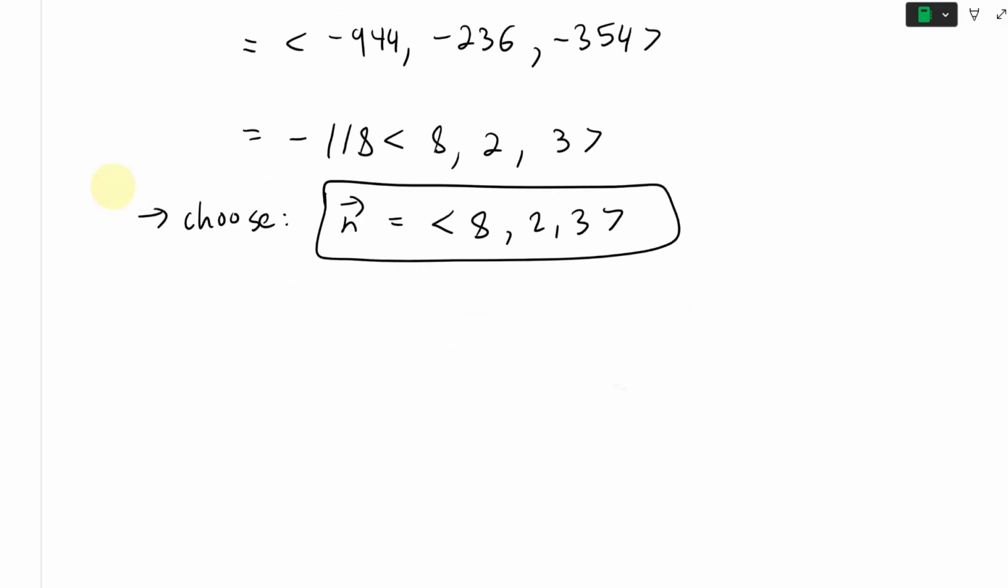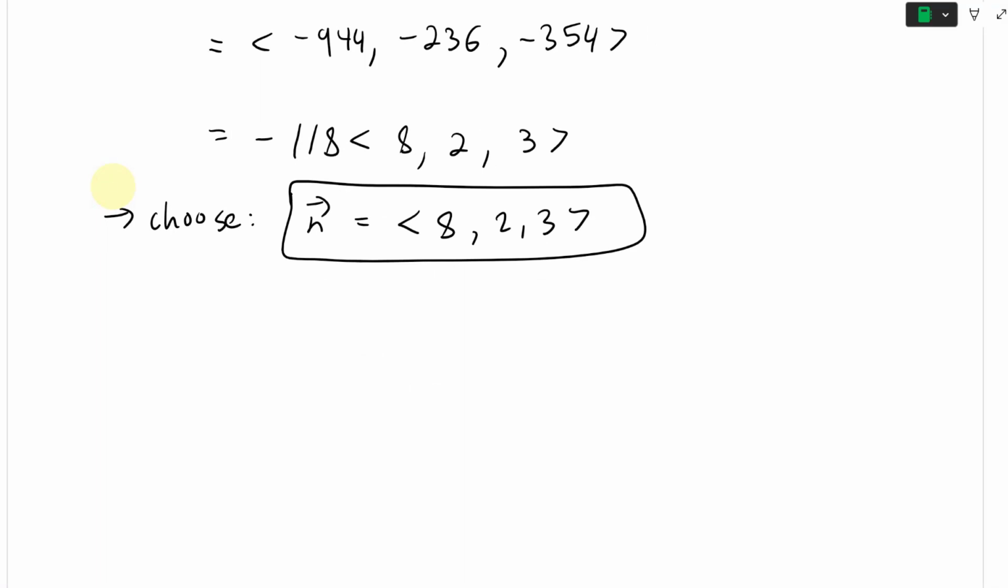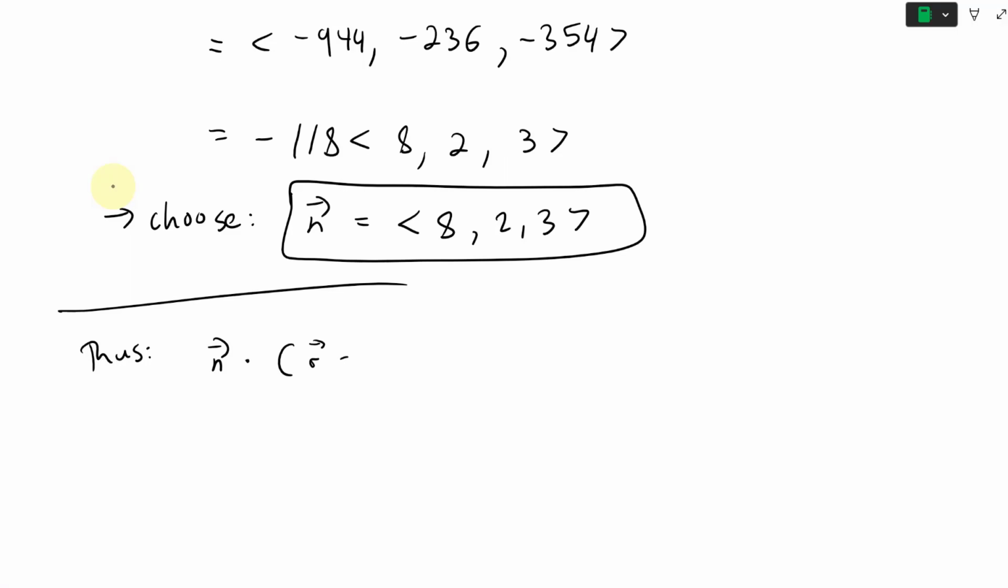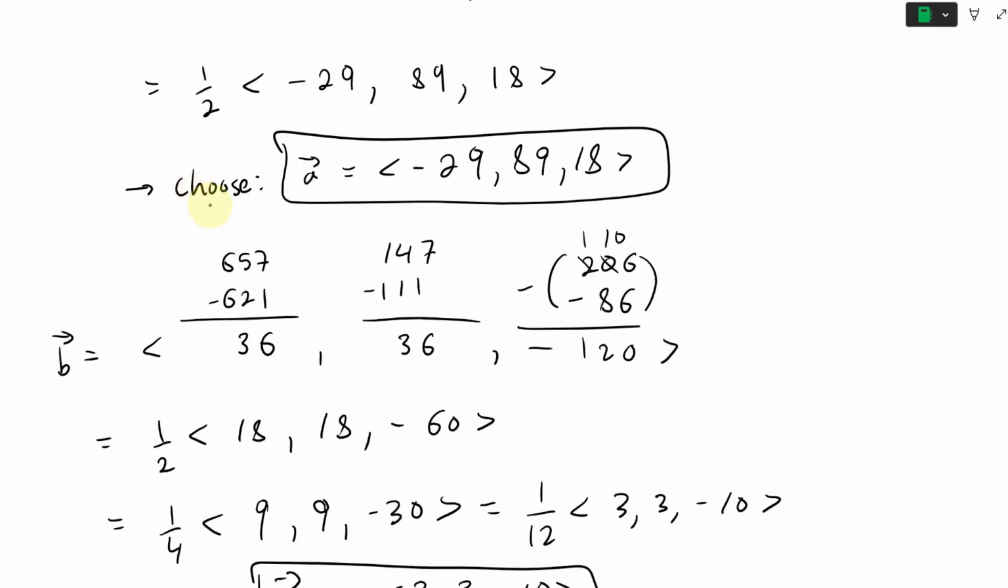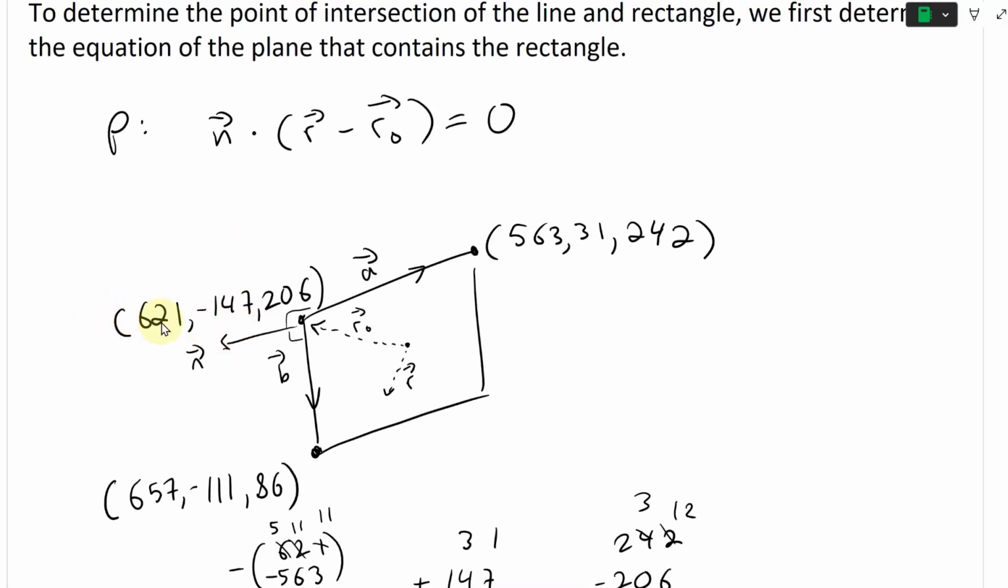All right, so this means then that, thus what we have is the equation of the plane is going to be n vector dot product with r minus r naught equals 0. So this is going to be written as 8, 2, 3 dot product with x minus, and then the r naught vector. So again, recall we chose r naught to be this one, 621, negative 147, and 206.